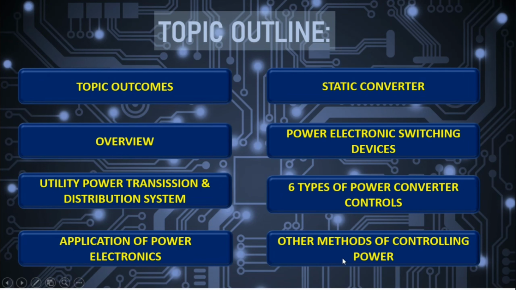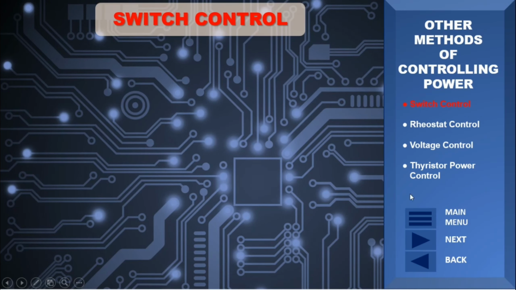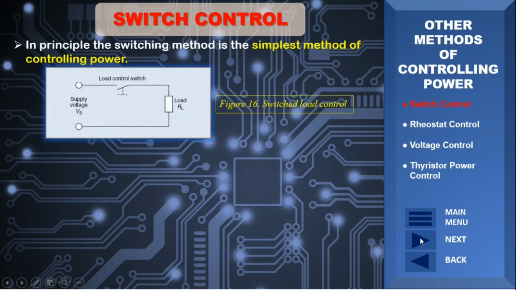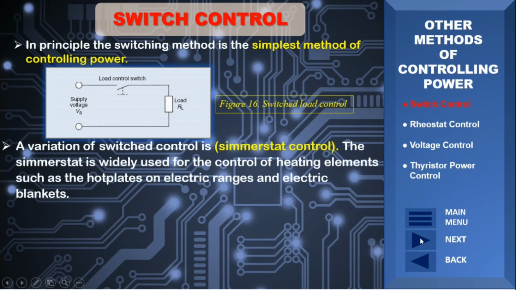Let us proceed to another method of controlling power, the switching method. In principle, the switching method is the simplest method of controlling power. As shown in figure 16, control consists of a switch either to connect or disconnect the load from the supply. Control is limited to a simple off or on action. The AC power dissipated by the load is determined by the load current and voltage. This form of control is limited to situations where on or off control is all that is required.